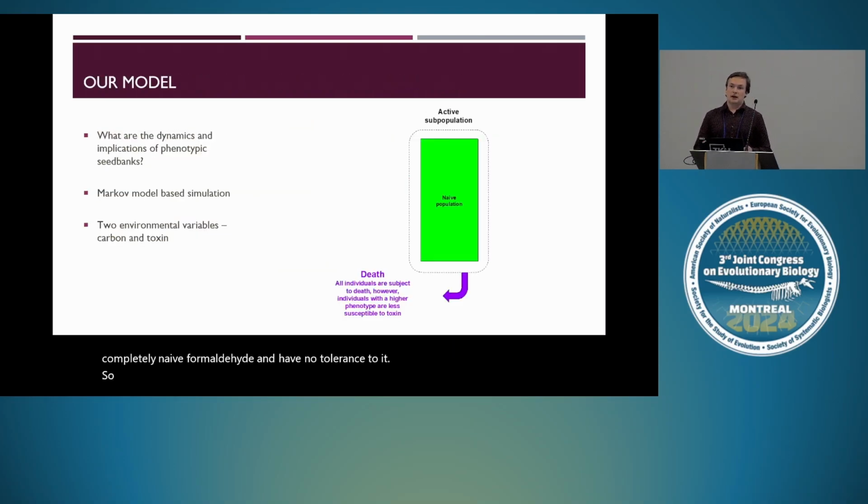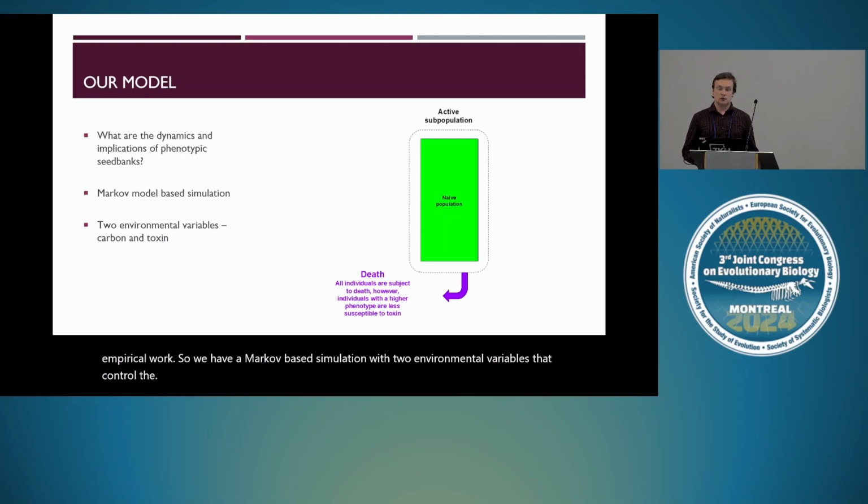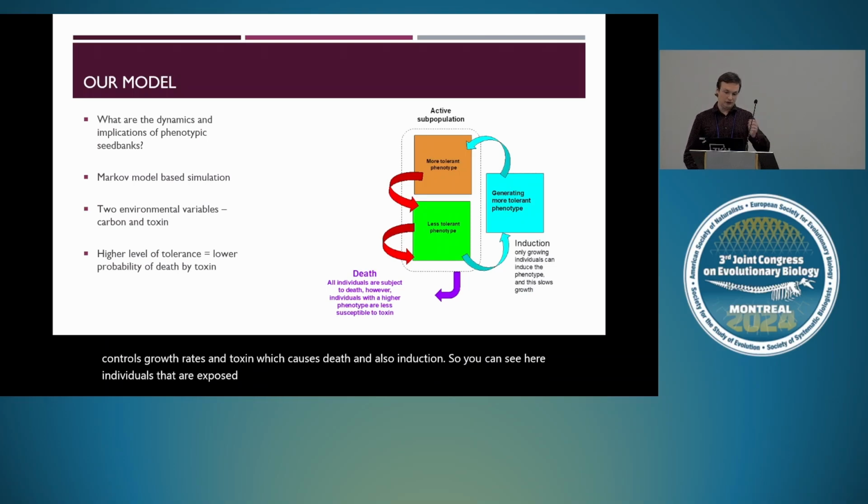So based on that, we wanted to create a model to investigate some of the effects of a potential phenotypic seed bank in a slightly different situation than the empirical work. So we have a Markov-based simulation with two environmental variables that control the rates of transitions between the different states of the population. We have carbon, which controls growth rates, and toxin, which causes death and also induction. So you can see here, individuals that are exposed to toxin will induce the phenotype, and individuals that grow will lose the phenotype. So there's kind of a tug of war when there's toxin present.